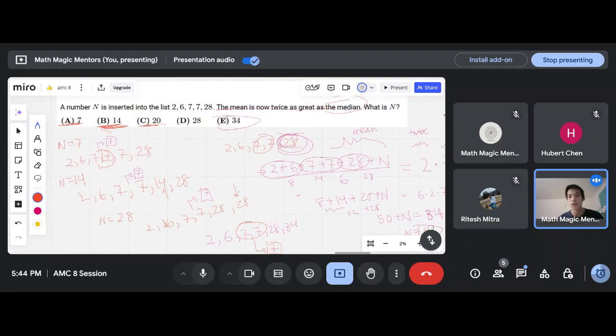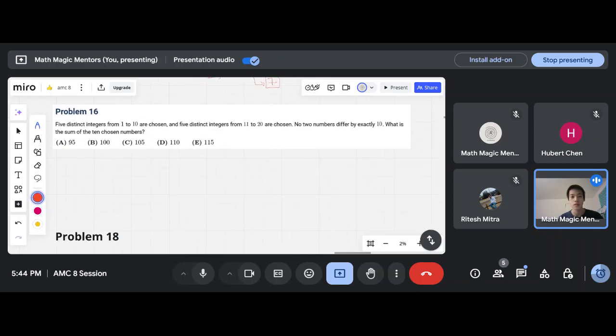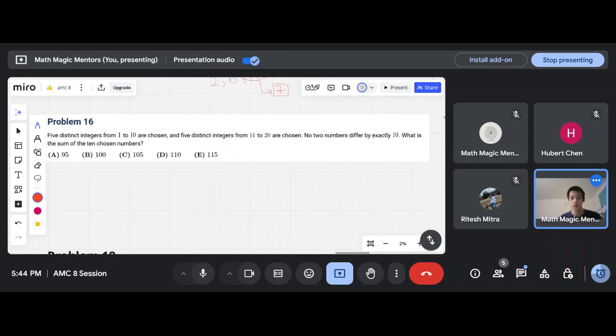All right, let's check our work with the answer key real quick. This thing's not loading. I was just going to move on to the next problem, and I'll check the answer once the website actually loads.